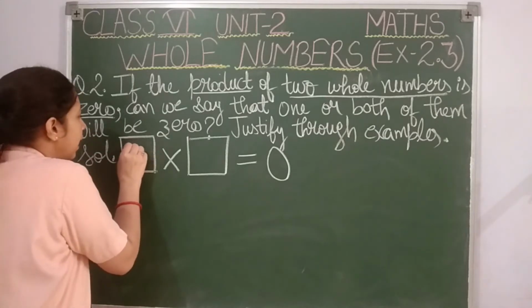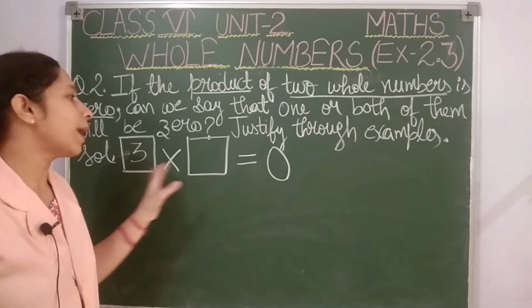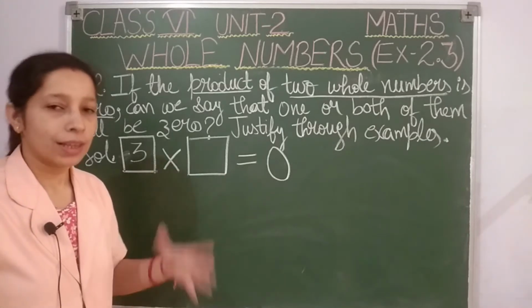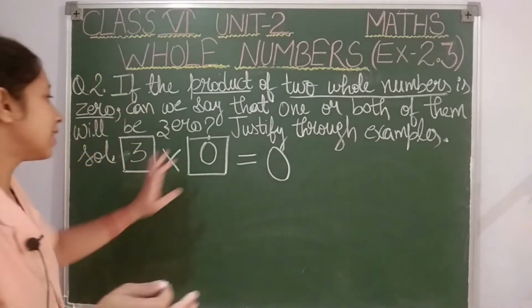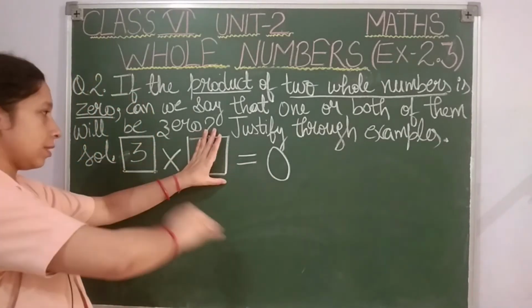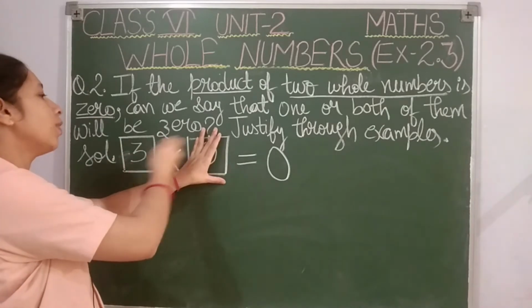Suppose here I am writing 3. Now you tell with which number I shall multiply 3 to get 0. We have to multiply 3 with 0 only. Otherwise it is impossible to get 0. We can't multiply any other number except 0 with 3 to get 0.